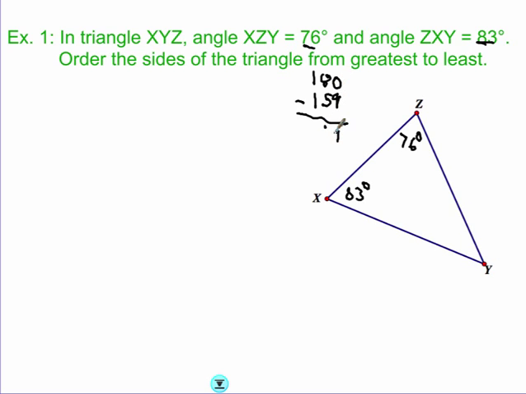21 degrees. So angle XYZ is 21 degrees over here. Add all these up, we get 180. So if we know that, now let's put our angles in order. We're going from greatest to least. So our greatest angle is ZXY.